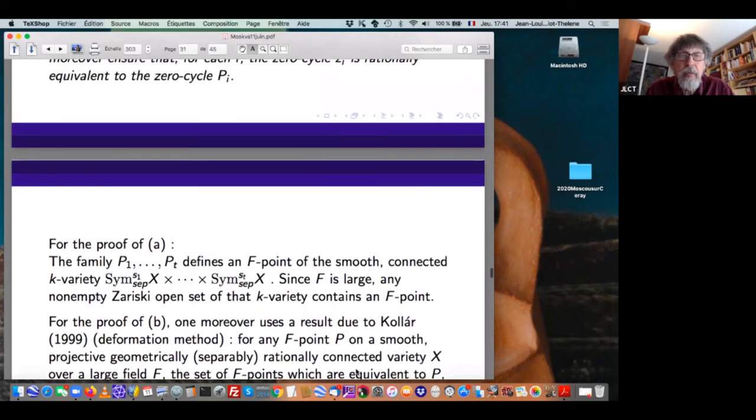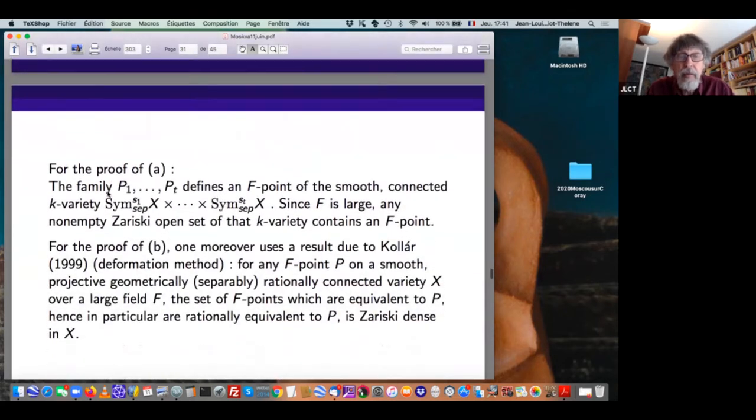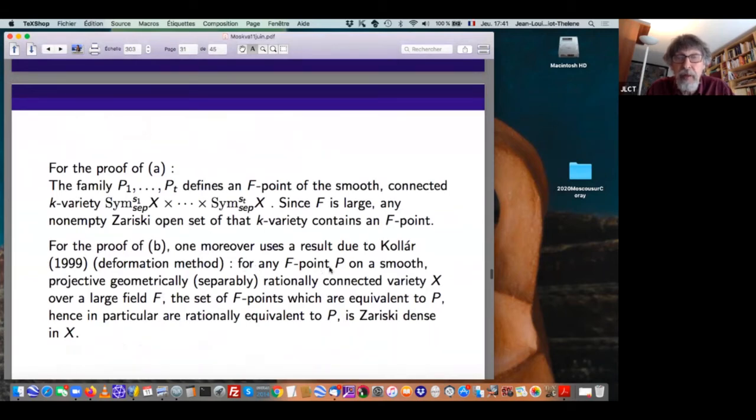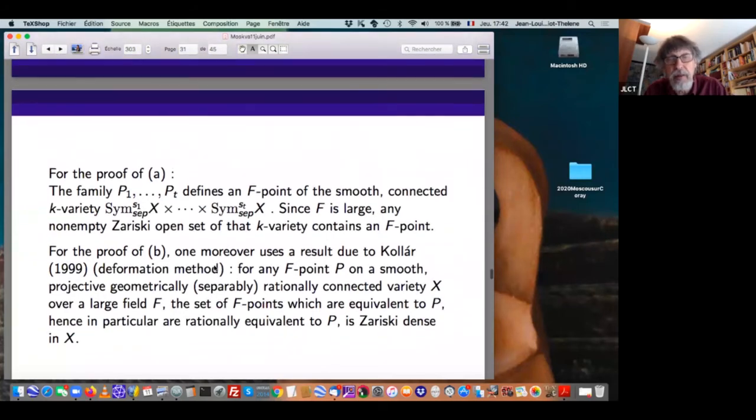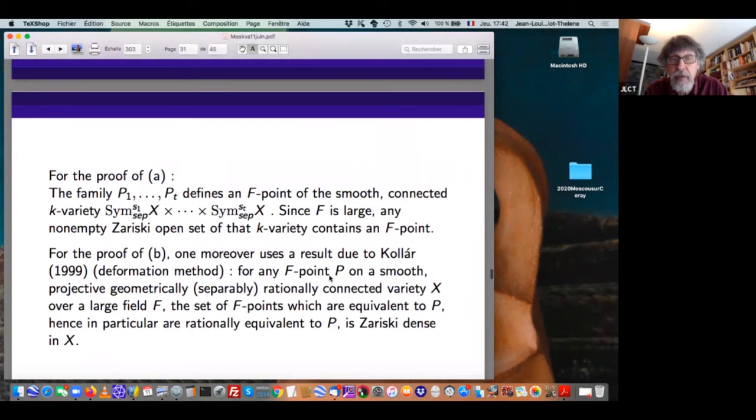For the proof of B, which involves these rationally connected varieties, what you use is that for any F point P on a smooth projective geometrically rationally connected variety over a large field, the set of F points which are R-equivalent to P is Zariski dense in X. That's the theorem of Colliot-Thélène in 1999, who developed the deformation method, which people know very well over the complex field. He developed it over a p-adic field, but in fact over a large field. If you look at his proof, you see that you get this result: for any rational point on a smooth rationally connected variety over a large field, the set of points which are R-equivalent to it is Zariski dense.